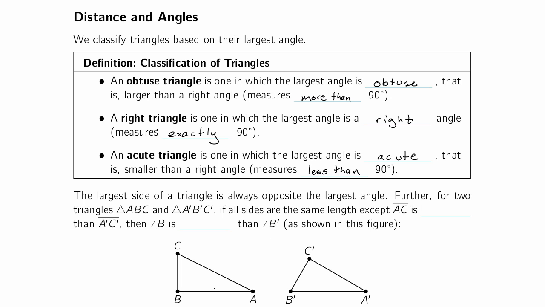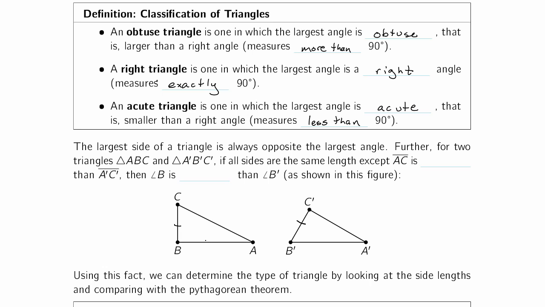Well, if we have two triangles and two pairs of sides are the same length as each other, but then the third side of the first triangle is longer than the third side of the second triangle, then the angle between the equal sides is bigger on the triangle with the longer side. So that's hard to say, but easy to see in this figure. This side is longer, and this one is shorter. This angle is bigger, and this angle is smaller. Hard to say, easy to see.